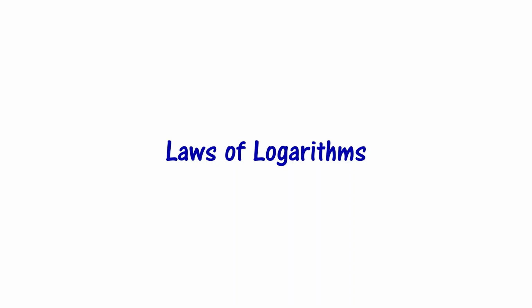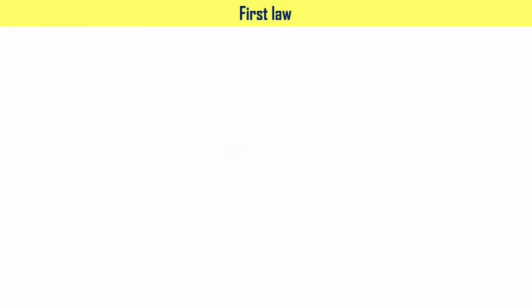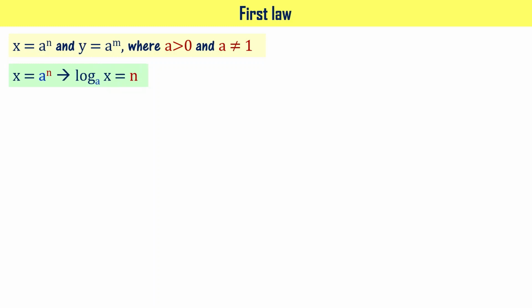I hope you understood the concept. Let us learn about laws of logarithms now. Let's say that x equal to a power n and y equal to a power m are given, where a is greater than 0 and a is not equal to 1. We know that x equal to a power n can be written as log of x to the base a equal to n, right? That's what we have written just now. Y equal to a power m can be written as log of y to the base a equal to m, right?